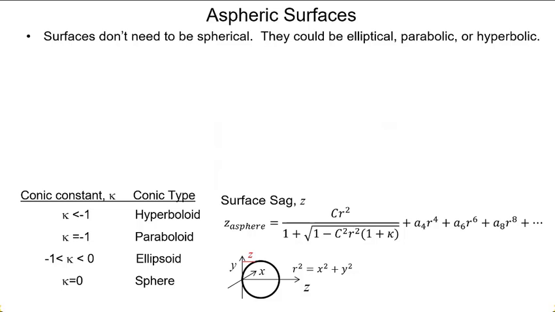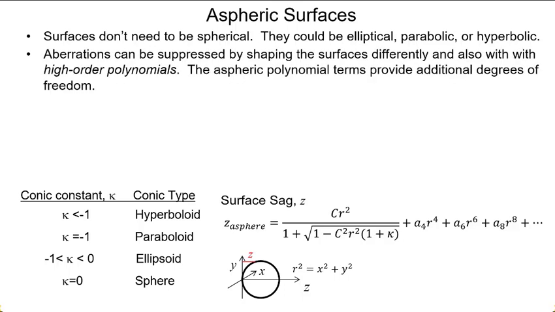Aspheric surfaces are a very powerful way to beat down the aberration. Surfaces on the glasses and on the mirrors don't need to be spherical. They can be elliptical, parabolic, or hyperbolic. A surface can also be described with a high-order polynomial, and that's where they become very powerful. Surface sag of a spherical surface is a really quite simple expression, but it's a very complicated expression if you have a polynomial description of that surface.